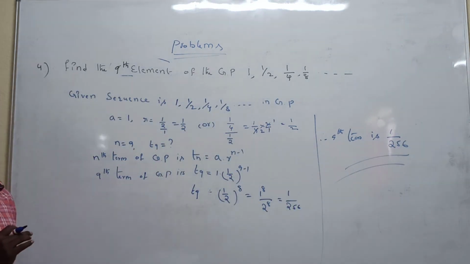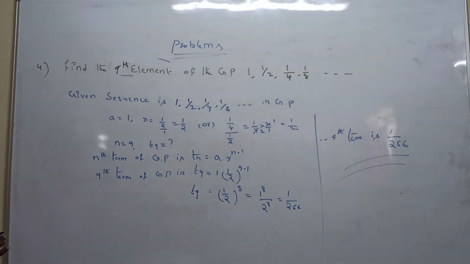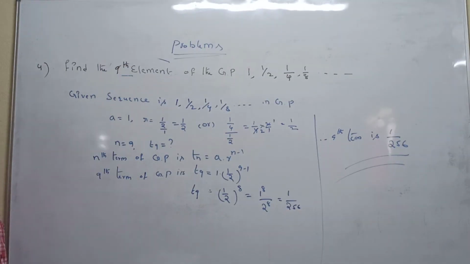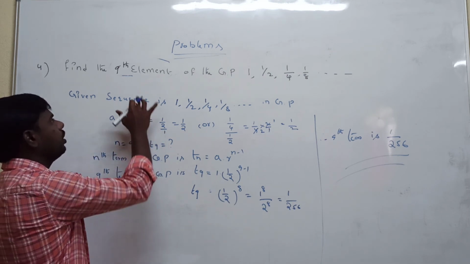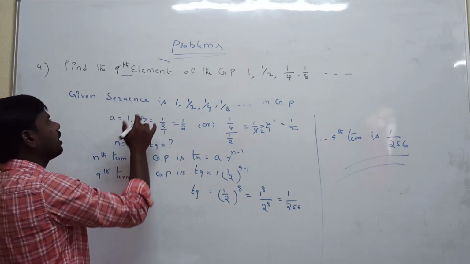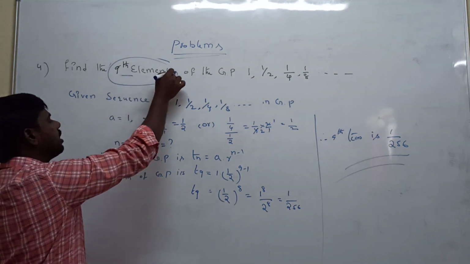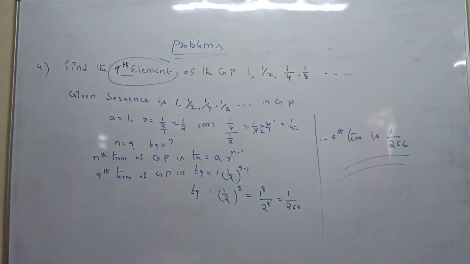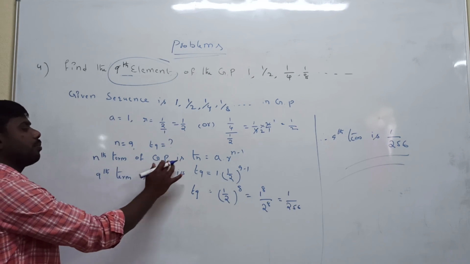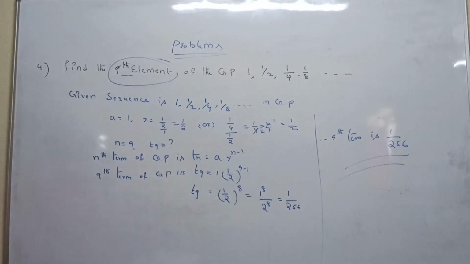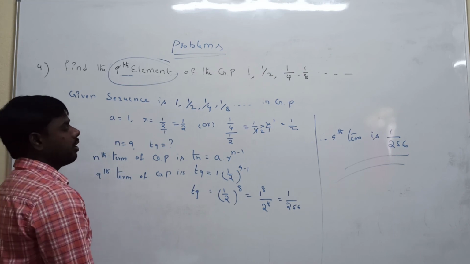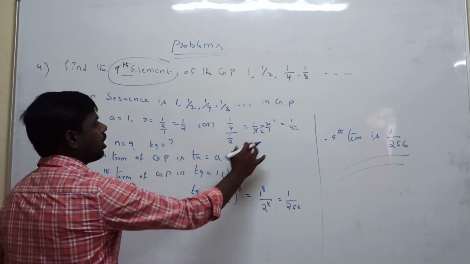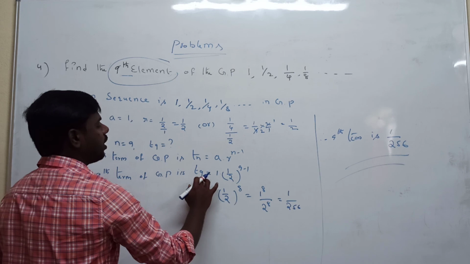I hope everyone understood this concept. Very easy. A sequence is given. We only need to identify the a value and the r value. The n value is also given. Here we apply the nth term of the geometric progression formula, Tn is equal to a into r to the power of n minus 1. We apply all the values. A value is 1, r value is 1 by 2, and n value is 9, 9 minus 1.